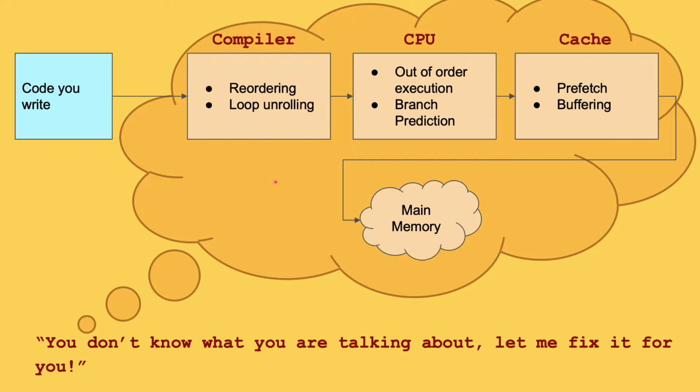It's kind of like your system is telling you, hey, you don't really know what you're talking about, and let me do some fixing and optimizations on top of what you write. These optimizations are often not observable in terms of the output of your program, the result of your program, but when it comes to runtime, they are very observable even for very simple programs.